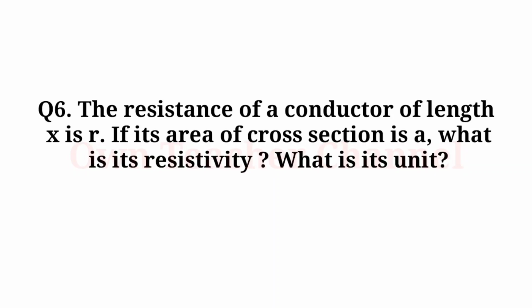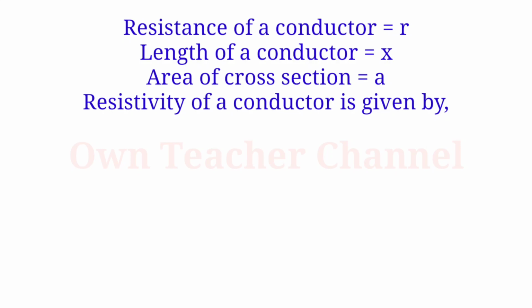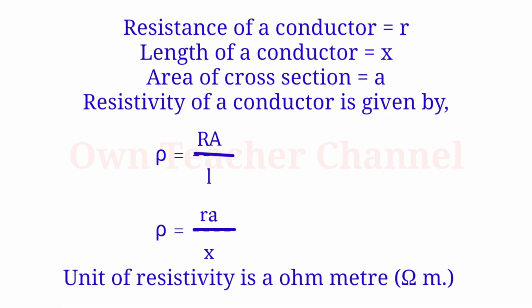Question 6. The resistance of a conductor of length x is r if its area of cross section is a. What is its resistivity? What is its unit? Resistance of the conductor is r, length of the conductor is x, area of cross section is a. Resistivity is given by rho is equal to RA upon L. Now R means resistance is given as r, A means area of cross section is given as a, and L means length of conductor is given as x. Now we will put in the values. So rho is equal to ra upon x. The unit of resistivity is ohm meter.